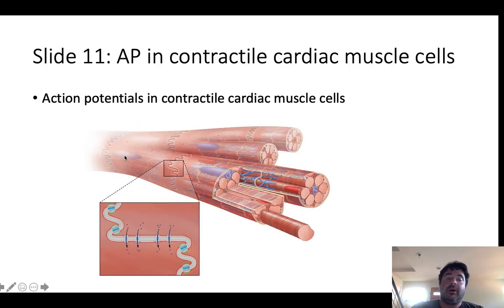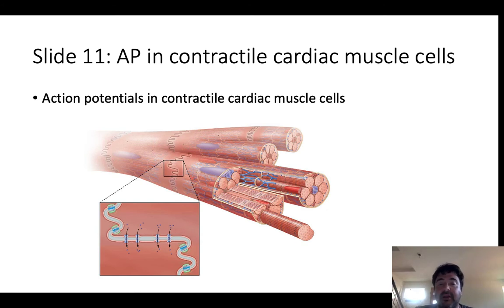Now, autorhythmic cells fire action potentials in the way that we just talked about, like cells of the SA node. So there's the pacemaker potential, but that pacemaker potential then spreads to the contractile cardiac muscle cells, and contractile cardiac muscle cells also have to fire an action potential. In fact, they cannot contract unless they fire an action potential.